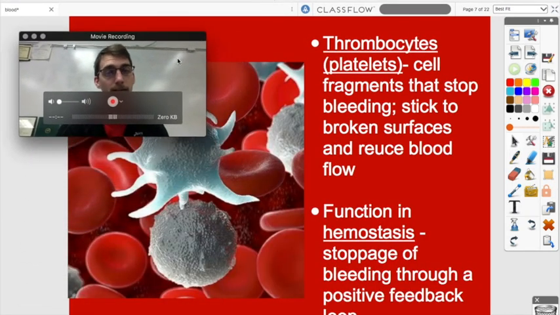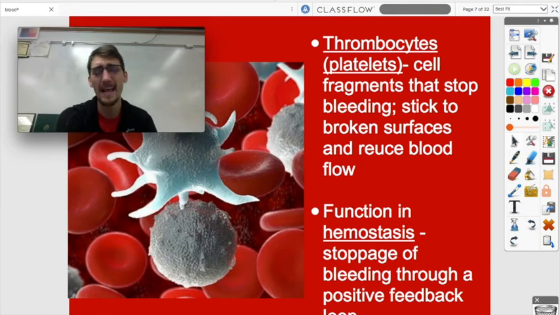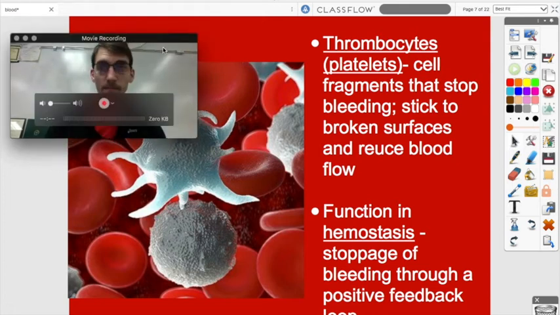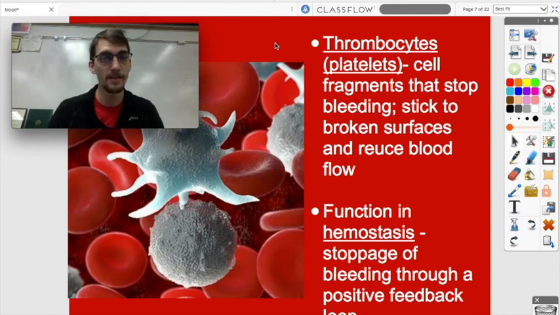And thrombocytes, also known as platelets. And these are cell fragments. We can't even call them real cells because, A, they don't have a nucleus, and they're way smaller than even red blood cells, and red blood cells are tiny. So like I was saying, these thrombocytes are very small cell fragments. They don't even count as real cells.